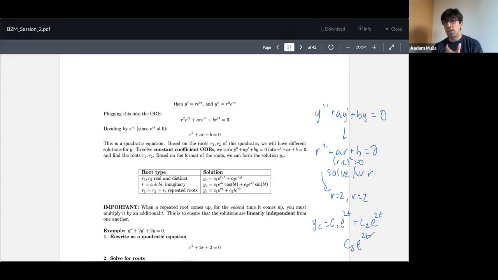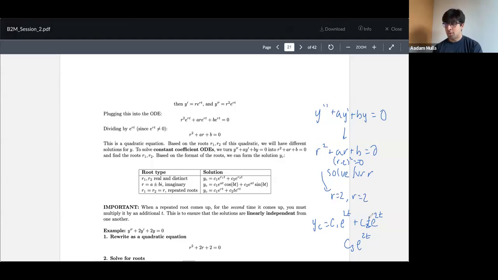Okay, it will always have two linearly independent solutions. Notice how these two solutions are not linearly independent. That's bad. So what do we do? To make the second solution linearly independent, we multiply by a small little t. Like we just multiply it by a t. Okay, this works. You can test it.